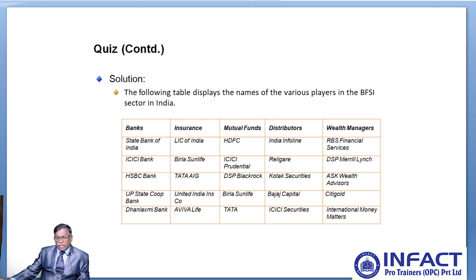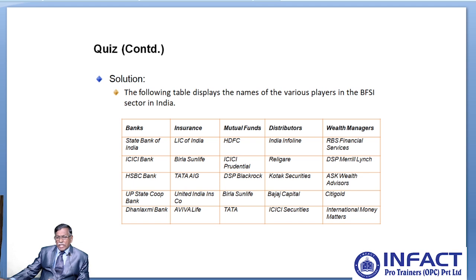If we talk about State Bank of India, it is from the public sector. If we talk about ICICI Bank, it is from the new private sector bank category. If you talk about HSBC, it is a foreign bank. If you talk about UP State Cooperative Bank, it is a cooperative bank. If we talk about Dhanlaxmi Bank, it is an old private sector bank category.